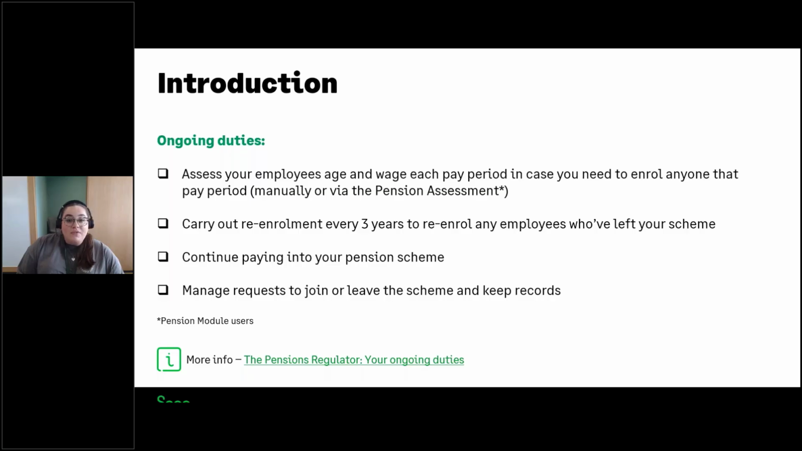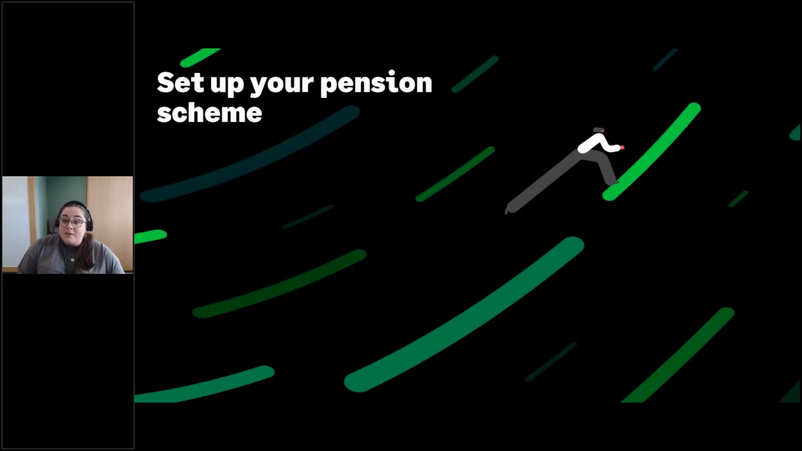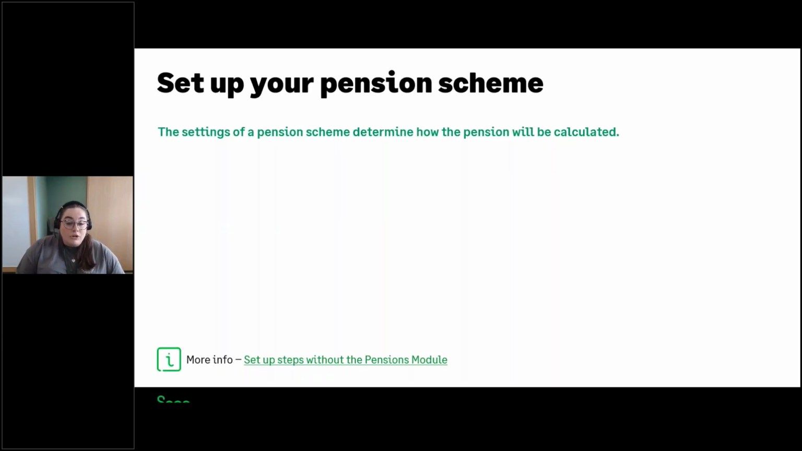So once you've set up your pension scheme with your provider and you've sorted everything out on that side, it is nice and easy to set up your scheme in Sage 50 Payroll, providing that you've got the details and the information that you need, because the settings that you enter in the programme are going to determine how the pension contributions are calculated. So just a bit of a list of the information that you will need.